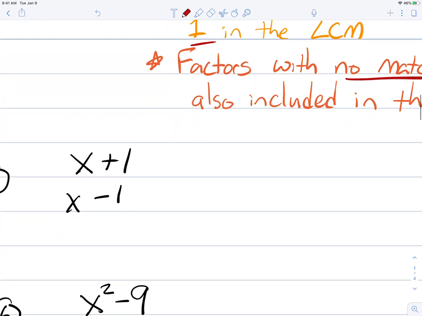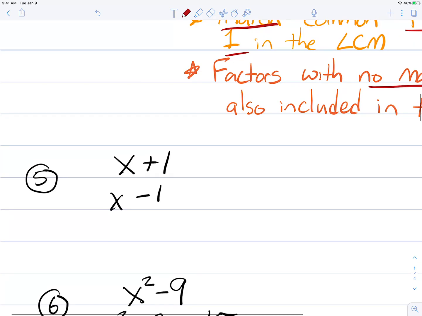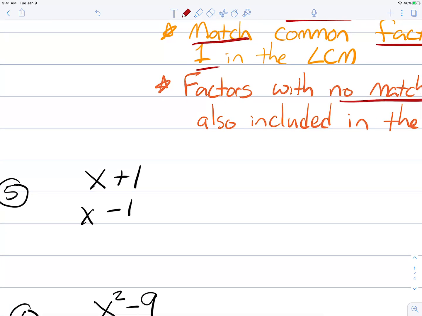So on number 5, if we look at this problem here, you'll notice that they're already factored. x plus 1 and x minus 1 are already factored. You have to consider x plus 1 as an entire factor, and x minus 1 as an entire factor. It's kind of like when we're reducing rationals, you can only deal with monomials with monomials and binomials with binomials.